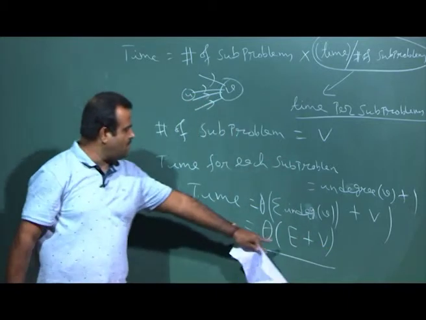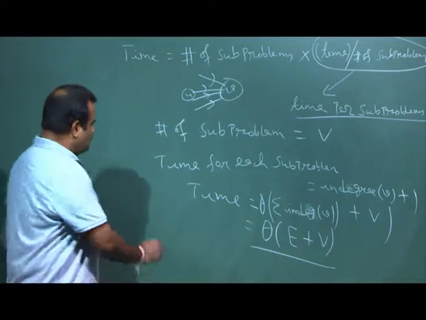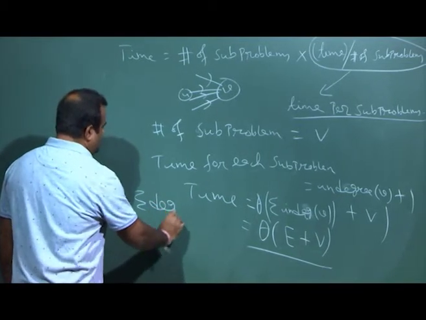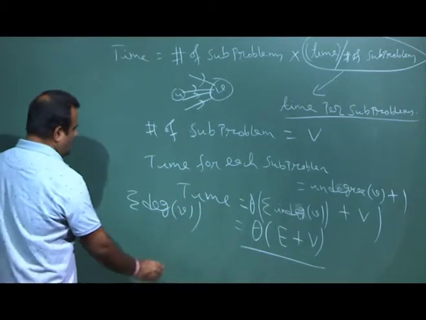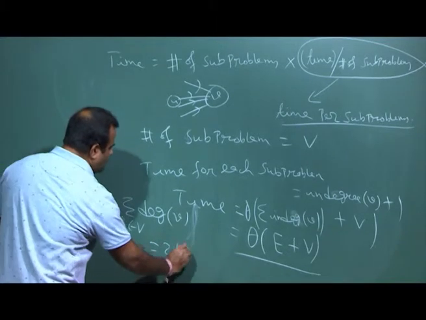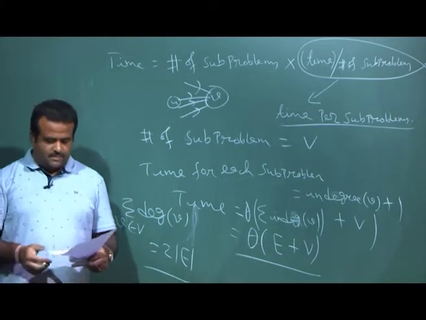This is coming from the handshaking lemma. So, the summation of degree of V is basically order of E. This is the handshaking lemma.